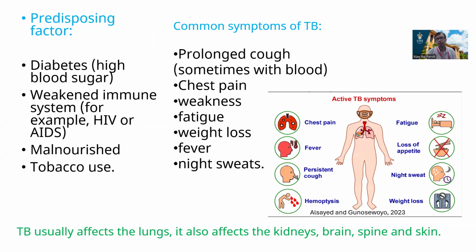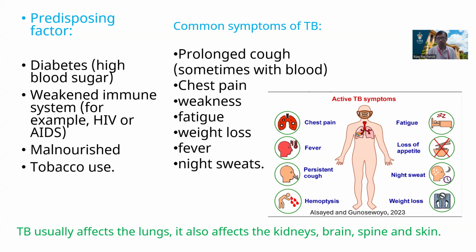What are the predisposing factors that trigger the development of tuberculosis? Diabetes, high blood sugar in the case of diabetic patients, a weakened immune system like HIV or AIDS, malnourished individuals or children, tobacco use, and cigarette smoking. So these are the predisposing factors that trigger the development of tuberculosis.